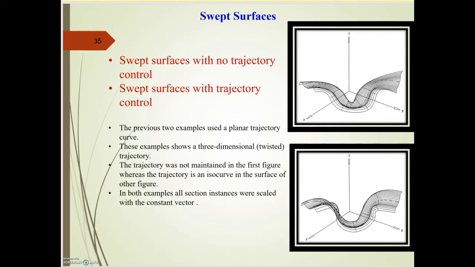Swept surfaces with no trajectory control and swept surfaces with trajectory control. The previous two examples we discussed involved a planar trajectory curve, and these examples show a three-dimensional twisted trajectory. The trajectory was not maintained in the first figure, whereas the trajectory is an iso curve in the surface of both other figures. In both examples, all section instances were scaled with the constant vector. So this constant vector plays a crucial role.